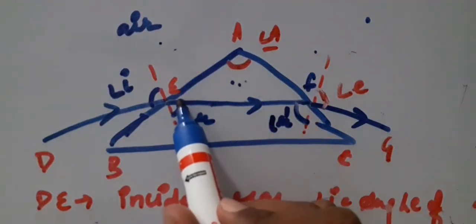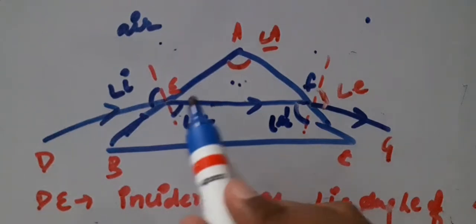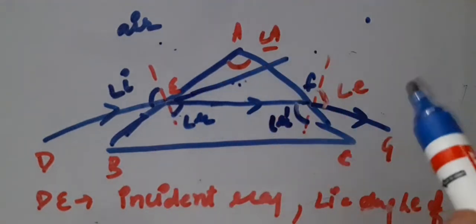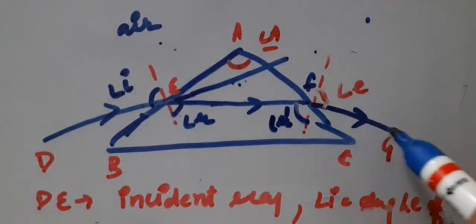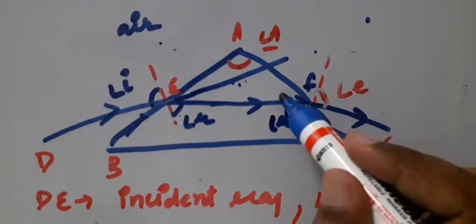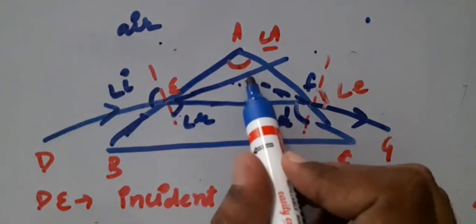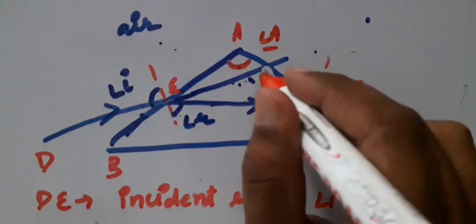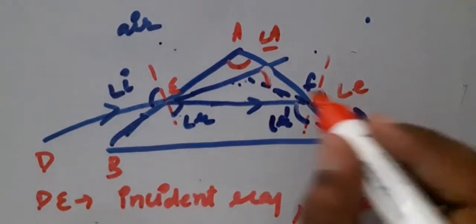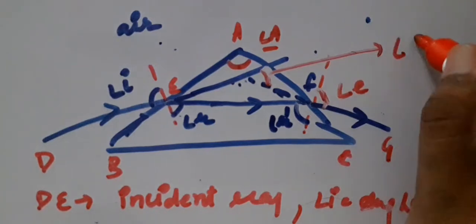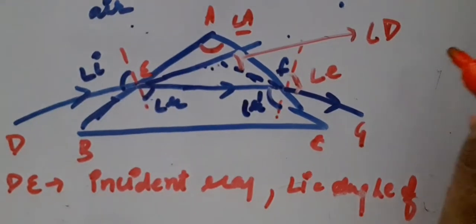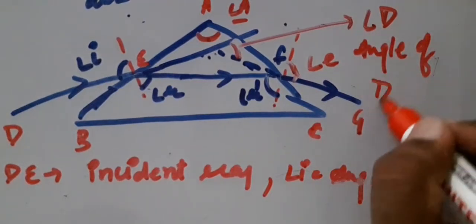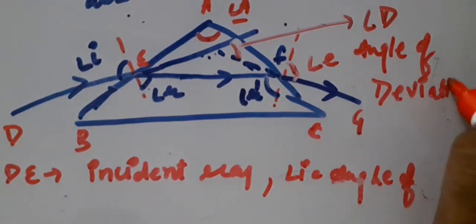Now we are going to learn one very important thing. When we extend this incident ray in the forward direction, and this emergent ray in the backward direction, I'm making it dotted because it is going backward. Wherever they meet, they subtend an angle over here. This angle is called the angle of deviation, denoted by D. What is the angle of deviation?